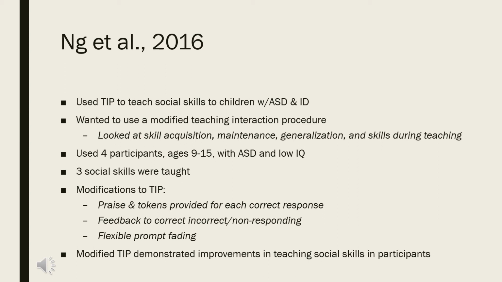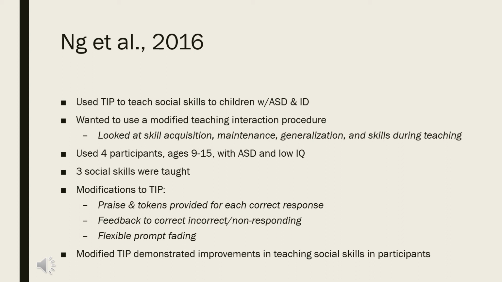They modified the teaching interaction procedure by using praise and tokens provided during each correct response. Typically, there are no tokens or praise given during any steps of the teaching interaction procedure. Feedback is only given on the very last step, and there's not any prompting during the teaching interaction procedure. So during this study, the modifications were praise and tokens were provided, feedback to correct any incorrect or non-response during each step, and flexible prompt fading was used during the entire procedure.